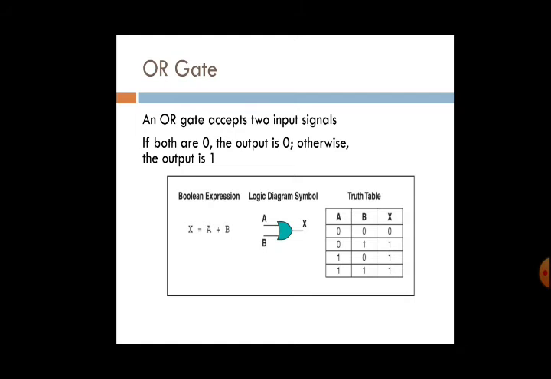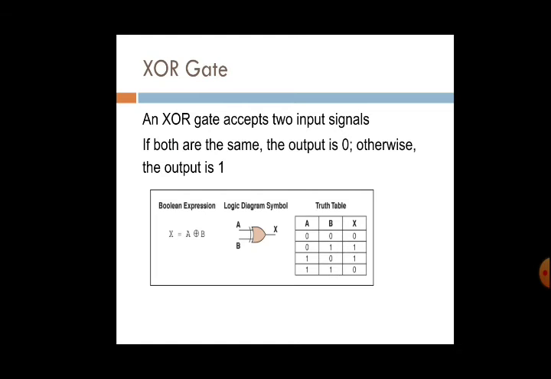Okay. Let us see another gate, XOR gate. See, what is XOR gate? In a two-input XOR gate, output becomes 1 when the two inputs are dissimilar. If the logic levels of the two inputs are similar, output becomes 0. XOR gate accepts two input signals. If both are the same, the output is 0. Otherwise, the output is 1. Okay. See the truth table.